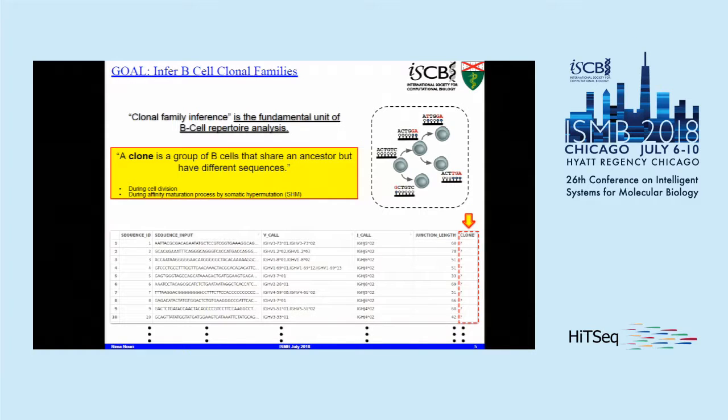What is a clone? A clone is a group of B cells that share an ancestor, the germline, but have different sequences. So for example, I'm showing you the sequences of a clone which contains several cells. These cells go through cell division and also affinity maturation, and they go through somatic hypermutations. So the sequences are different, but we believe that all of them are somehow related to the germline, to the same ancestor. So the goal is we take this tabulated data, use the methodology that we have developed, and then add this one column here as a clone identifier. We say that, okay, these sequences are somehow related and belong to one clone.